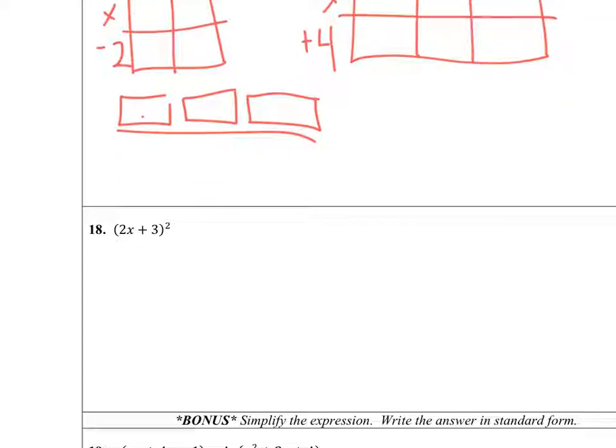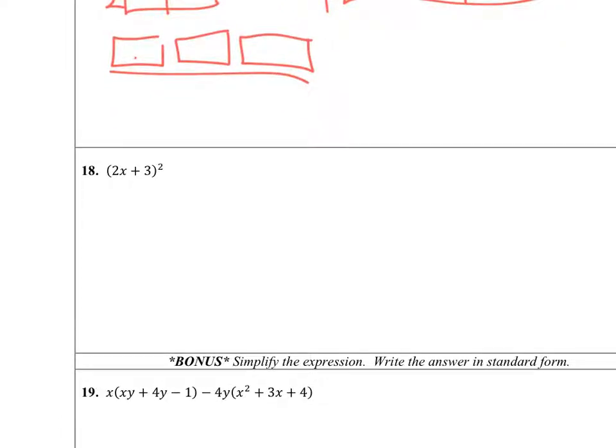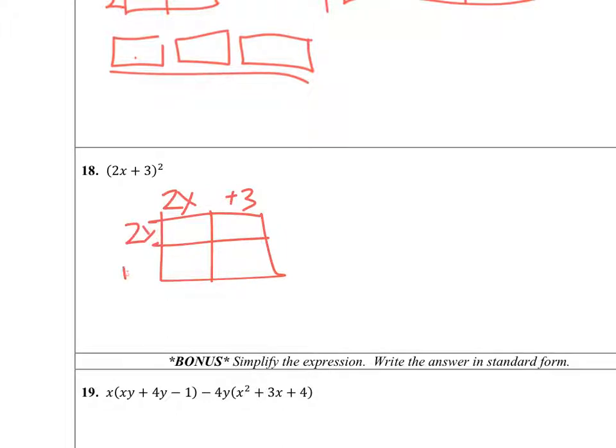Number 18, don't let this trick you. That's 2x plus 3, and it's squared. It just means it's 2x plus 3 times 2x plus 3. So again, I'd go with a box, 2x plus 3, 2x plus 3, and multiply those out.